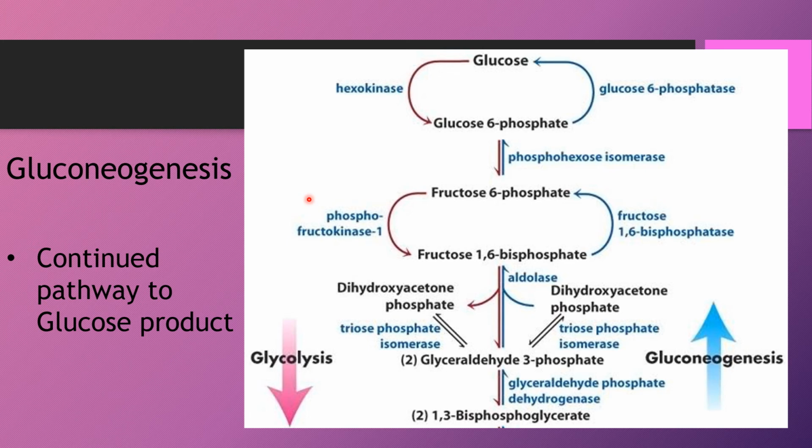Now, if you remember from the previous slide, I called this one PFK1, and it is that rate limiting enzyme. And this here is also a rate limiting enzyme, fructose 1,6-bisphosphatase. It's the rate limiting enzyme for gluconeogenesis, and over here, PFK1 is the rate limiting enzyme for glycolysis.